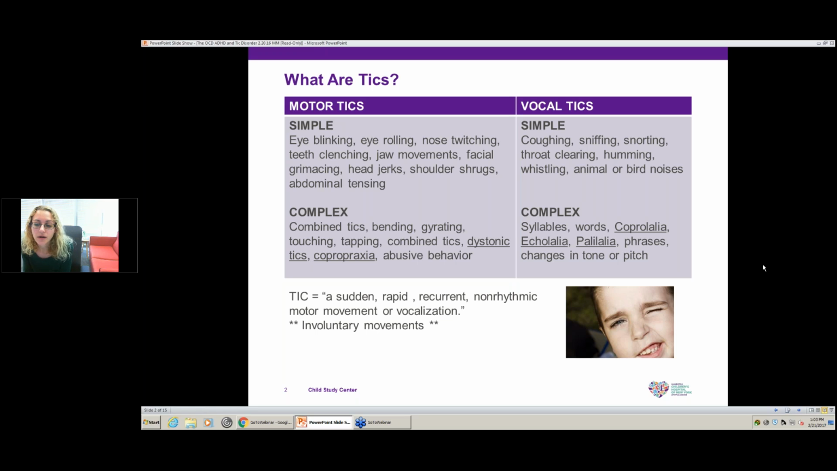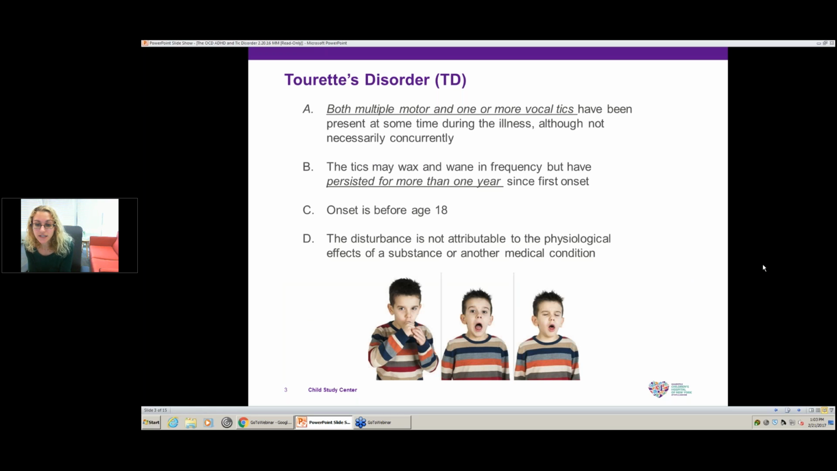Oftentimes in the media, tics are presented, or individuals with Tourette's disorder, as compulsively cursing, which is called coprolalia. However, that only occurs in 10% of the individuals with Tourette's disorder, so it's actually not that common. So what is Tourette's disorder?